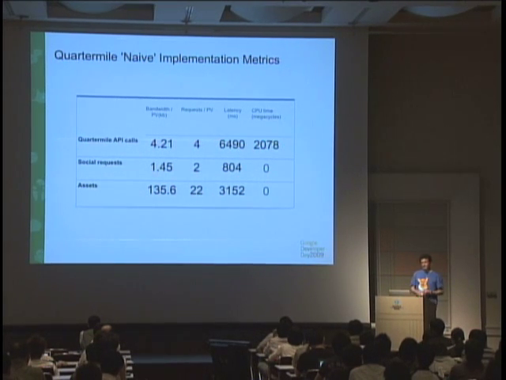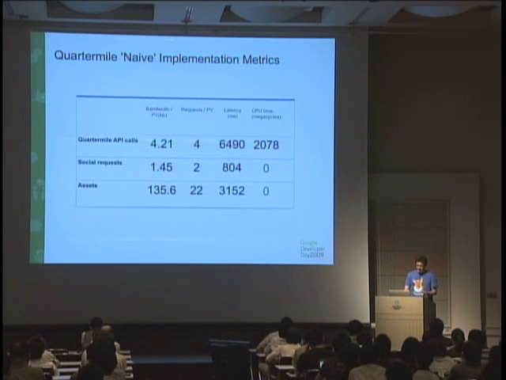So this is the measurement for the naive implementation of quarter mile. Naive means we're just using OpenSocial 0.8. We don't do any optimization. We don't apply any optimization best practices. This is kind of your baseline, when you just implement the feature without thinking about performance.